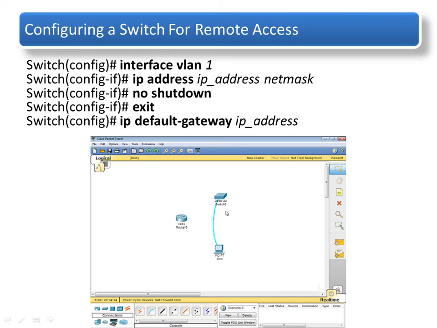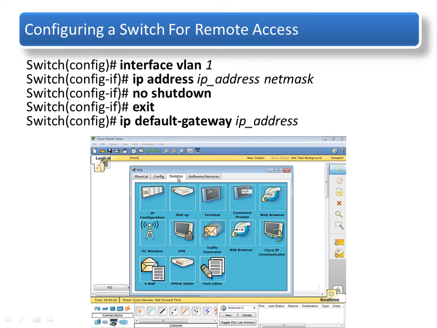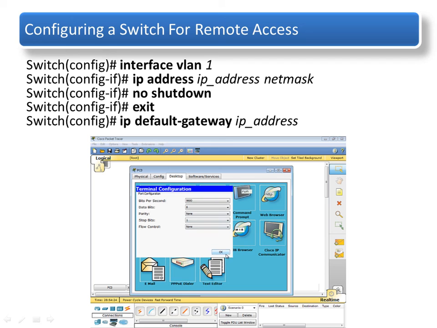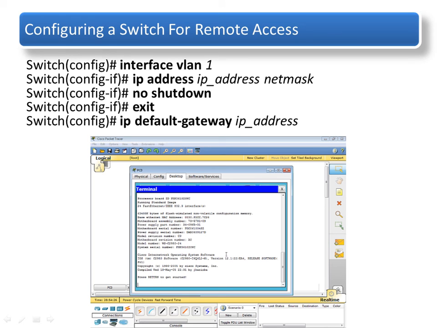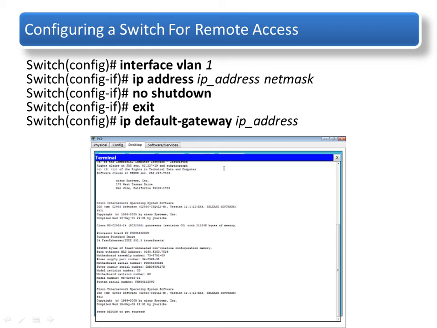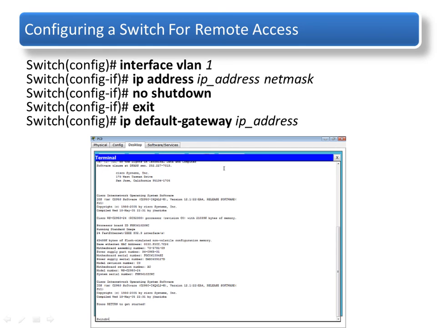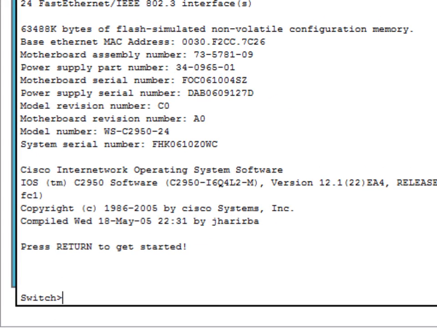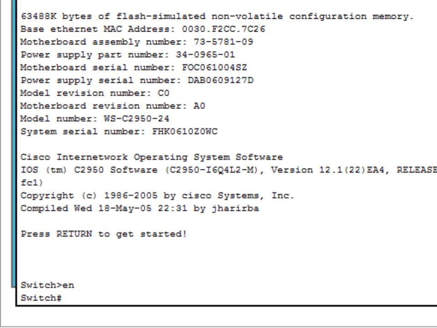And just like before, I'm going to click on PC0, click on the Desktop tab, click on Terminal, and then click OK. Let me maximize this so it's the only thing I see, and let me hit enter to begin this. Alright, so we need to set up a virtual interface. To do this, I'm going to change my mode, so I'm in privileged exec mode, so let me type in enable. Notice I only have password set up, so it's not going to ask me for anything like that.